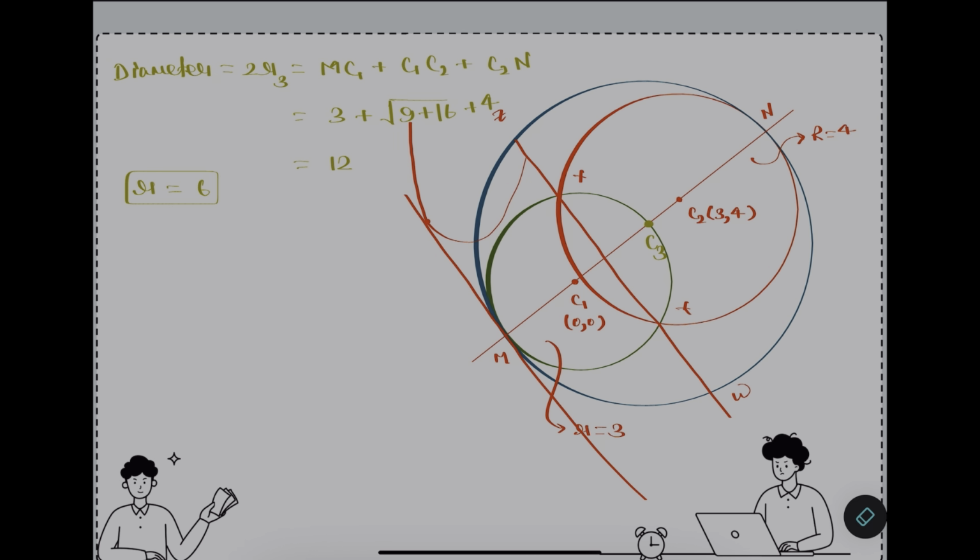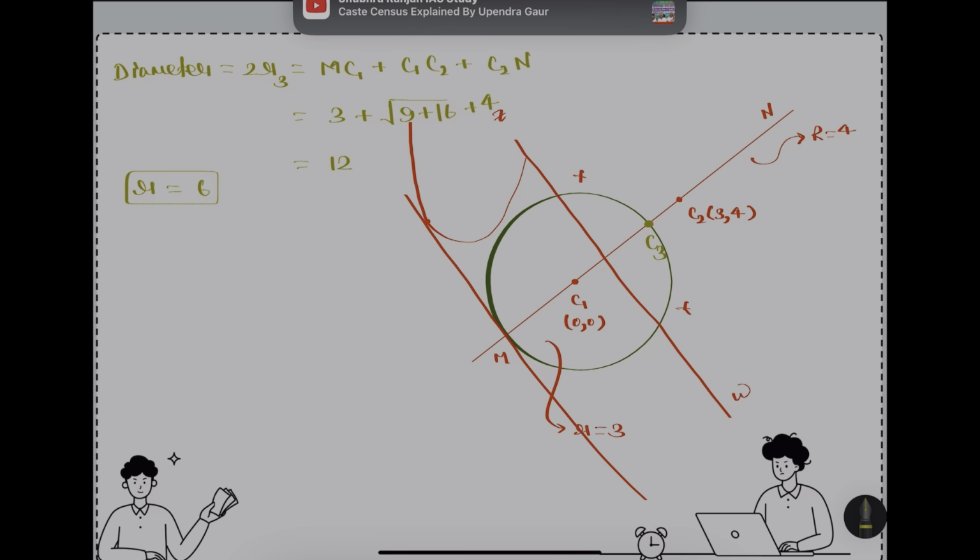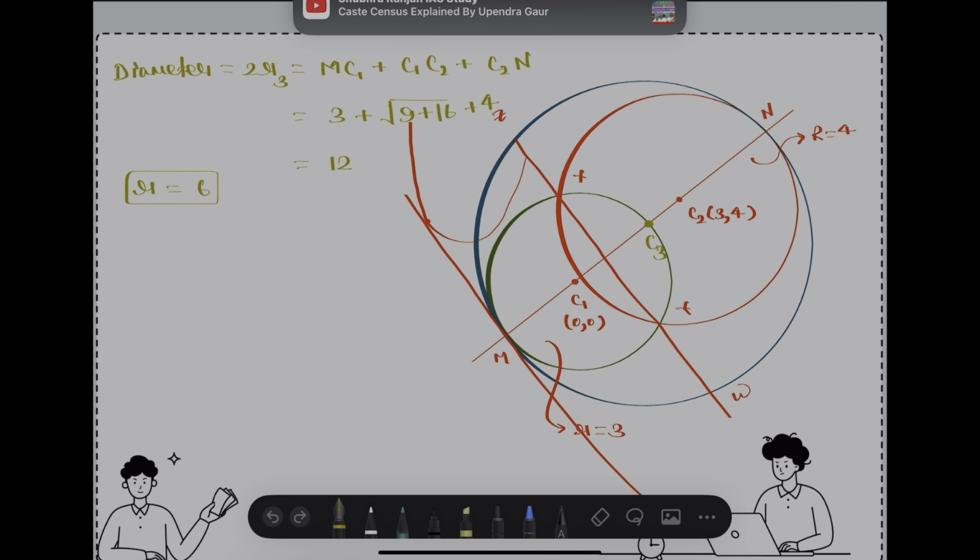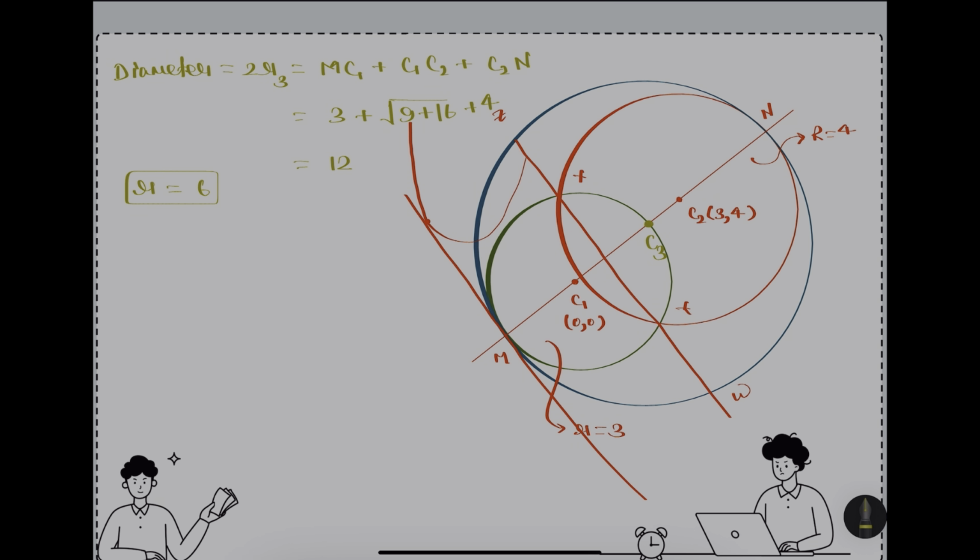I feel that the center will lie on this line. So we will try to calculate the equation of the line. Using the two-point form, y minus 0 over x minus 0 equals 4 minus 0 over 3 minus 0. So can I say it is 3y equals 4x? So on this line, the center of the circle will exist.